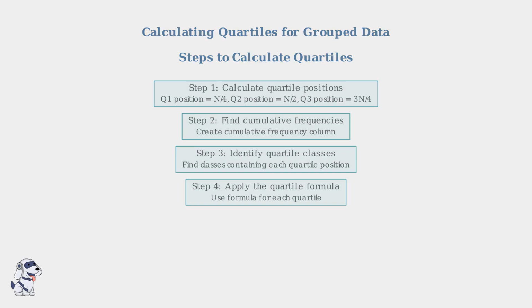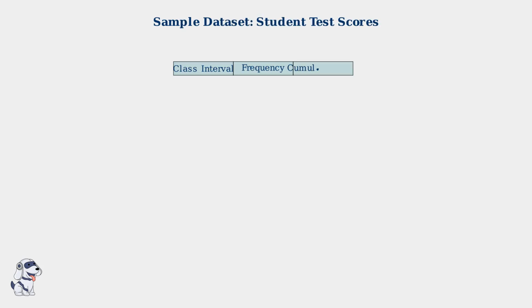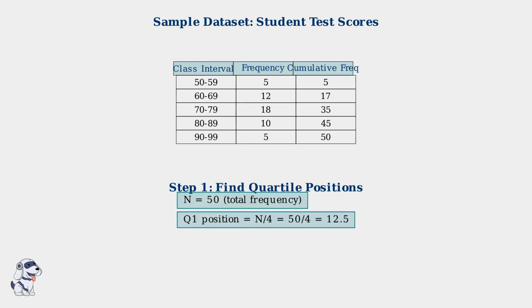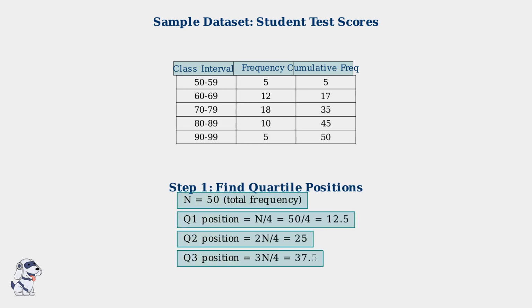Now we'll calculate the quartiles for our sample dataset of student test scores. We have 50 students total, and we need to find Q1, Q2, and Q3. First, we find the positions of each quartile. With n equals 50, Q1 is at position 12.5, Q2 at position 25, and Q3 at position 37.5.